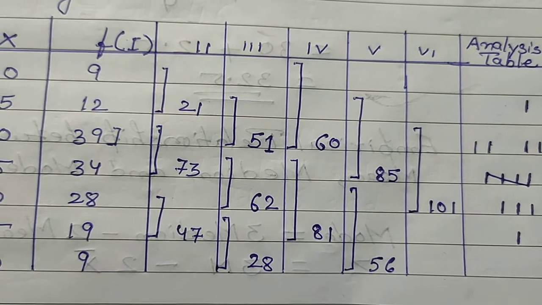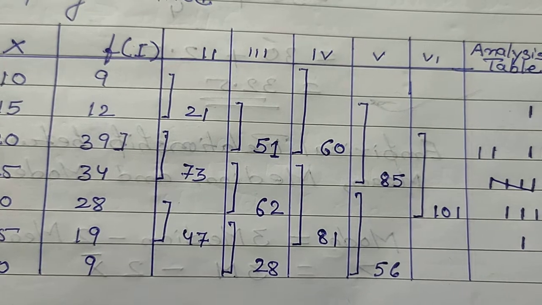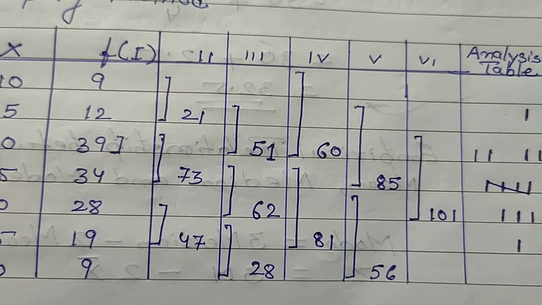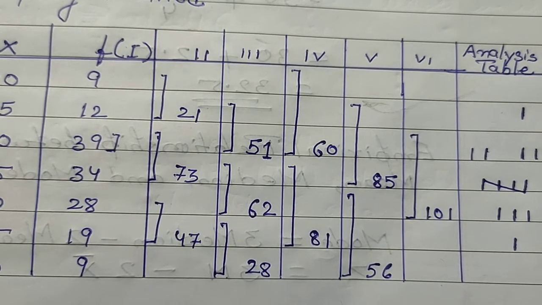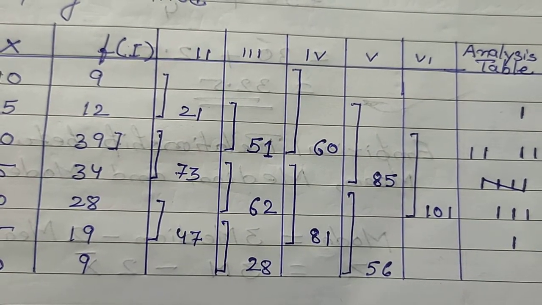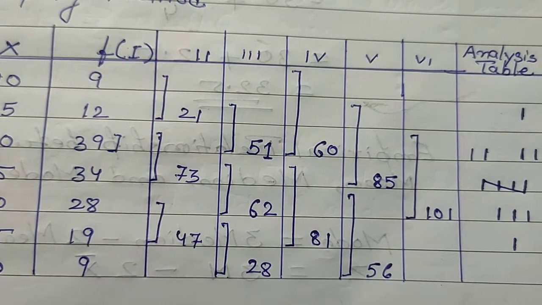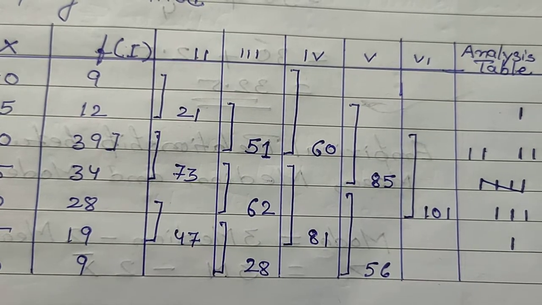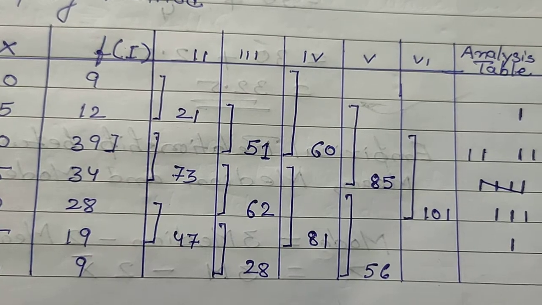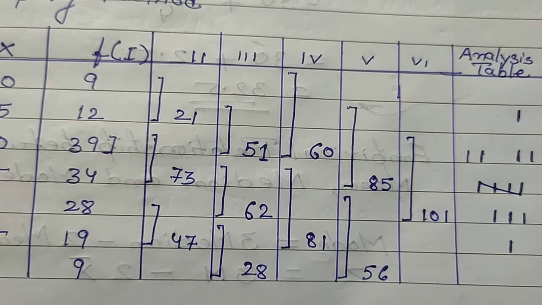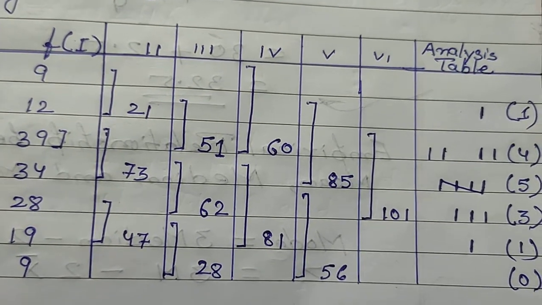Now in the last column we have to leave the first two frequencies, that is 9 and 12, and add up the frequencies in threes. So we add 39, 34 and 28. We do not get any other values in threes, so only 101 is the sum of these three frequencies. So 101 is the sum of the three values 39, 34 and 28. Against these values we put one tally mark in the analysis table.